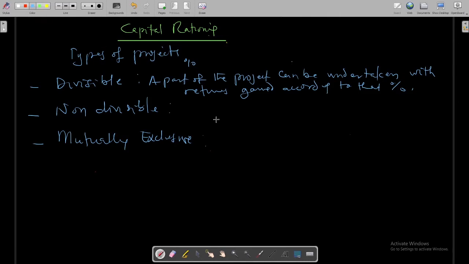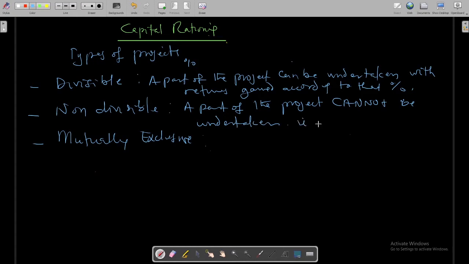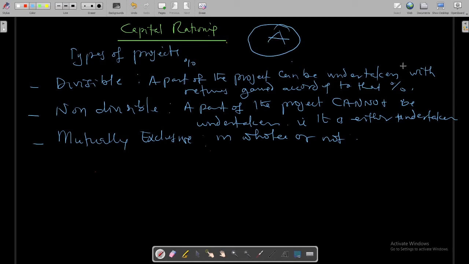Now, non-divisible projects means that a part of the project cannot be undertaken. That is, it is either undertaken in whole or not. So if we have a project A and it's not divisible, it's either we undertake the whole project or we leave it. So that is an indivisible project.